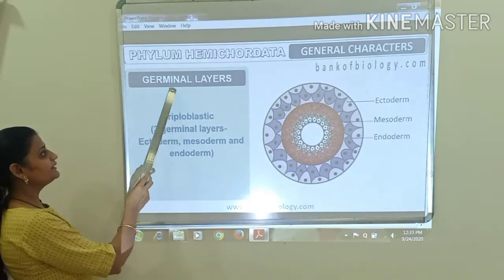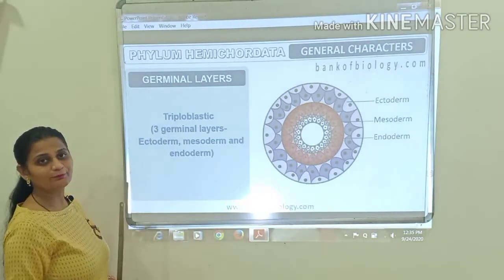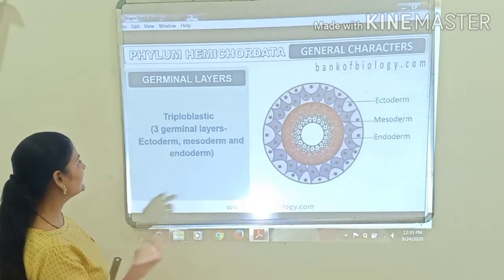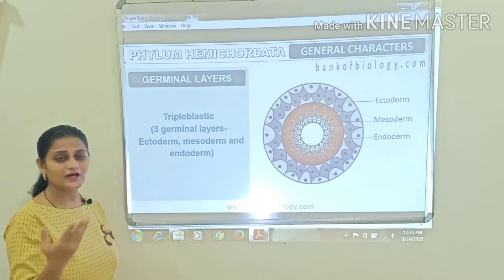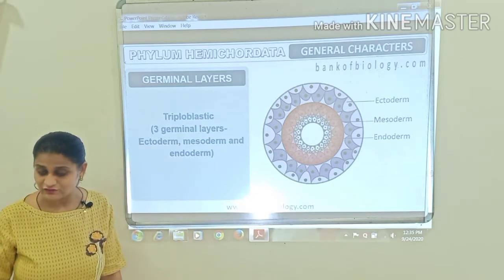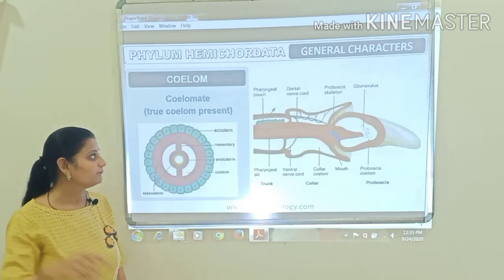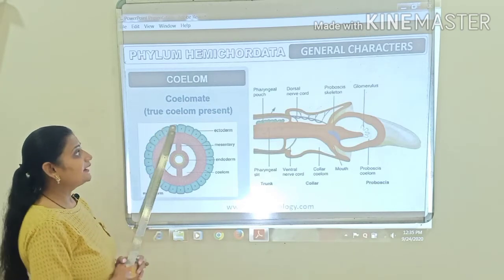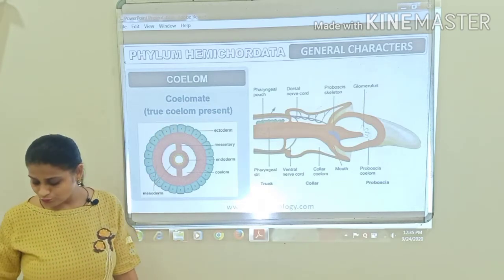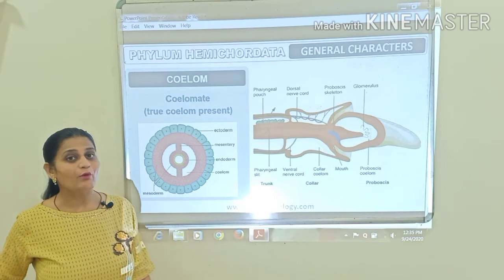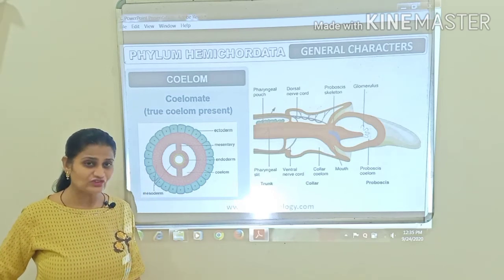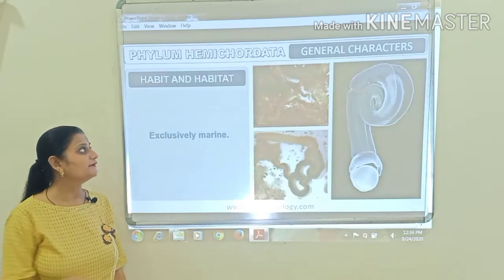Then about germinal layers, they are triploblastic. They have 3 germ layers, right? That is outer ectoderm, middle mesoderm, and the inner is the endoderm layer. They are coelomates, that means true body cavity is present in the body which is originated from the mesoderm layer.